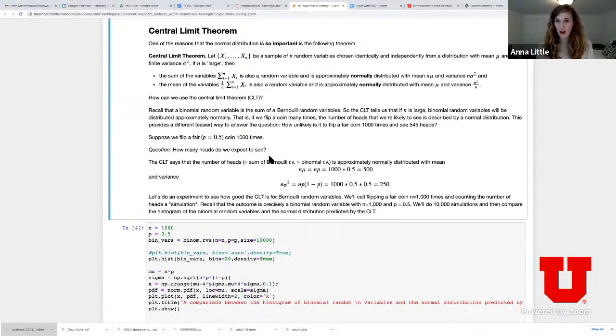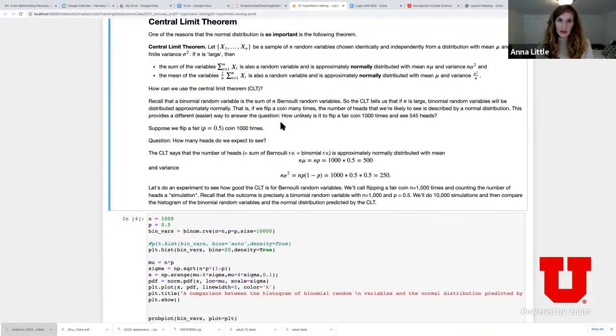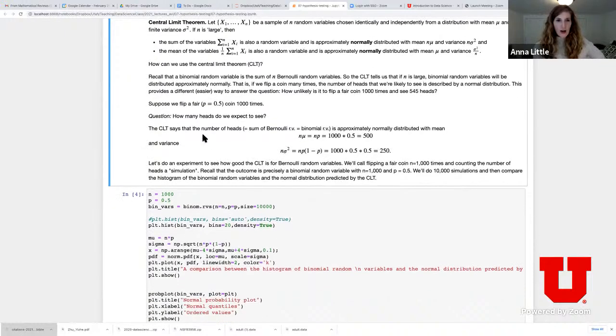It says that if n is large, a binomial random variable will be approximately normal. So if we flip a coin many times, the number of heads that we're likely to see can be described by a normal distribution. And that means we could have computed the p-value, or approximated the p-value, using the normal distribution instead of the binomial. So let's use this procedure to answer how unlikely it is to flip a fair coin 1,000 times and see 545 heads.